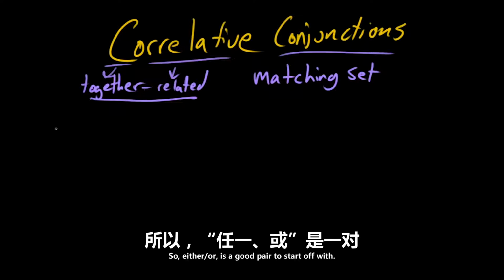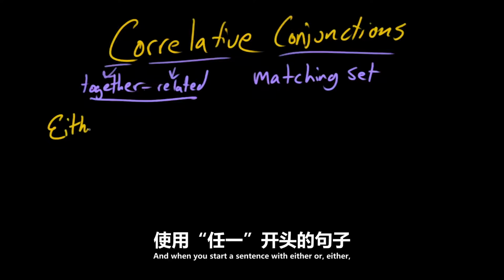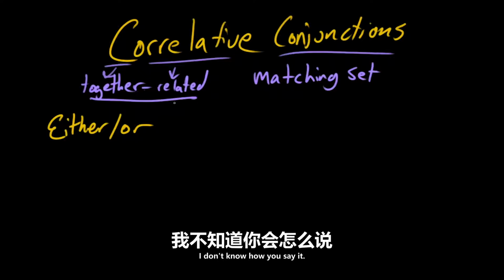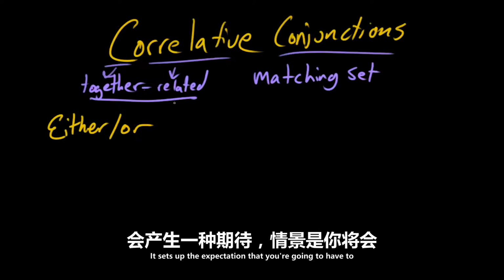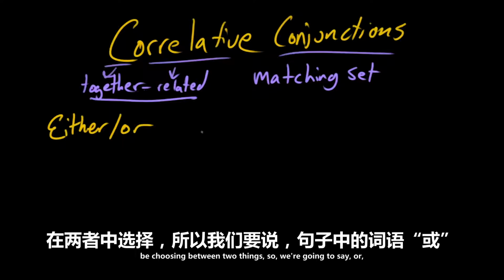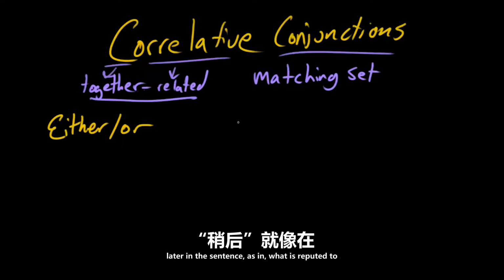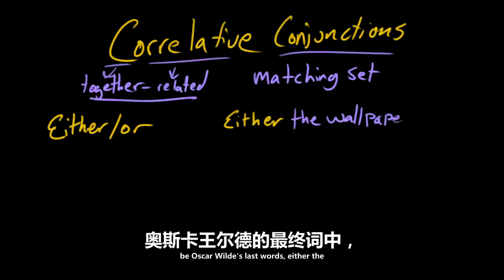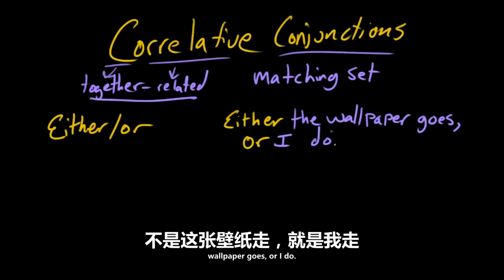So either or is a good pair to start off with. And when you start a sentence with either, or either, I don't know how you say it, it sets up the expectation that you're going to have to be choosing between two things. So we're going to say or later in the sentence. As in what is reputed to be Oscar Wilde's last words, either the wallpaper goes or I do.